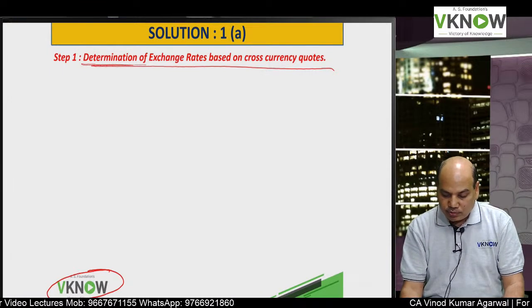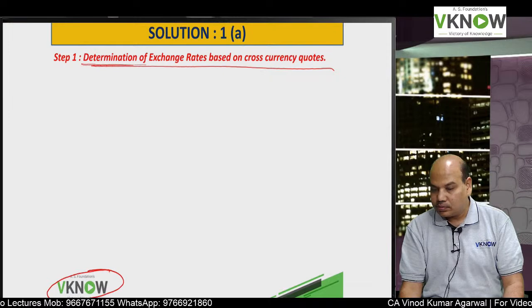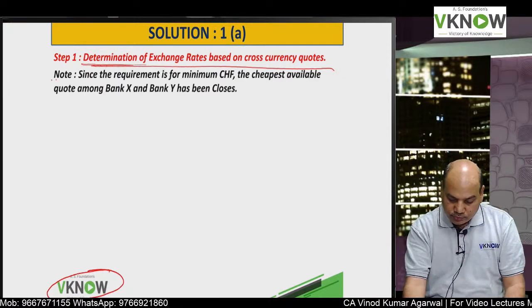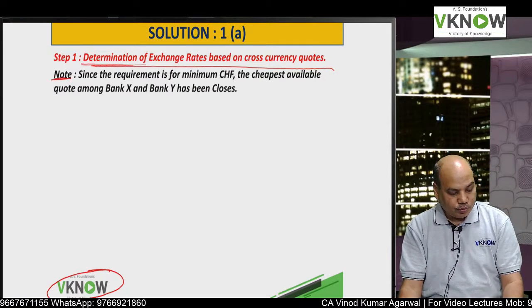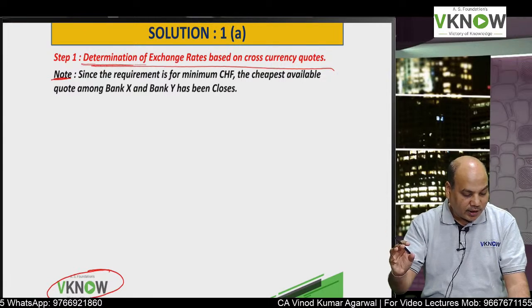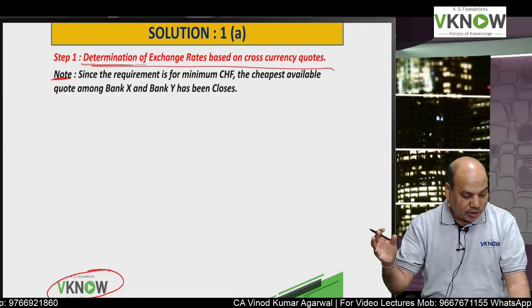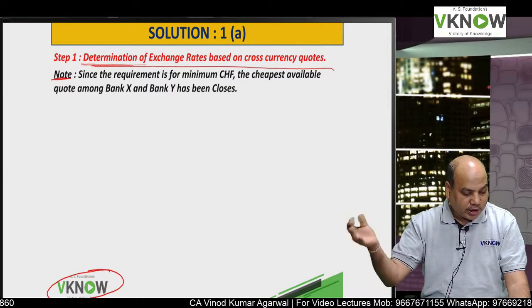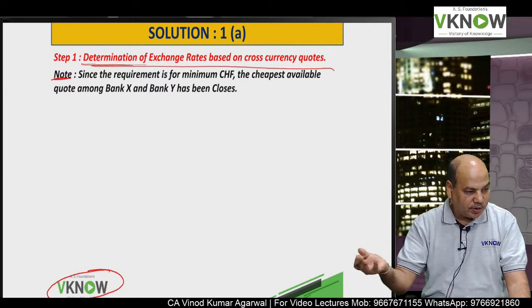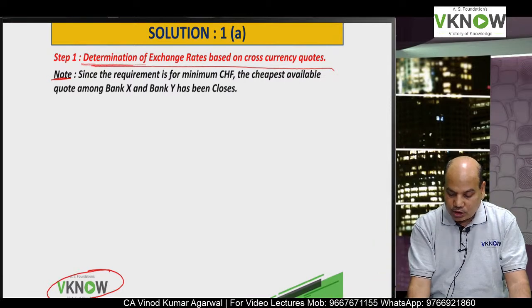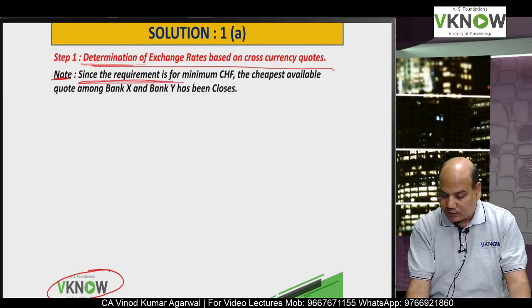So first write down step 1, determination of exchange rate based on cross currency quotes. Write a note. What is my objective? To pay minimum CHF. So I can either buy USD from bank X, or I can buy GBP from bank Y. Whichever is cheaper for me, I'll do that. And how to identify whichever is cheaper? Let us write a note.